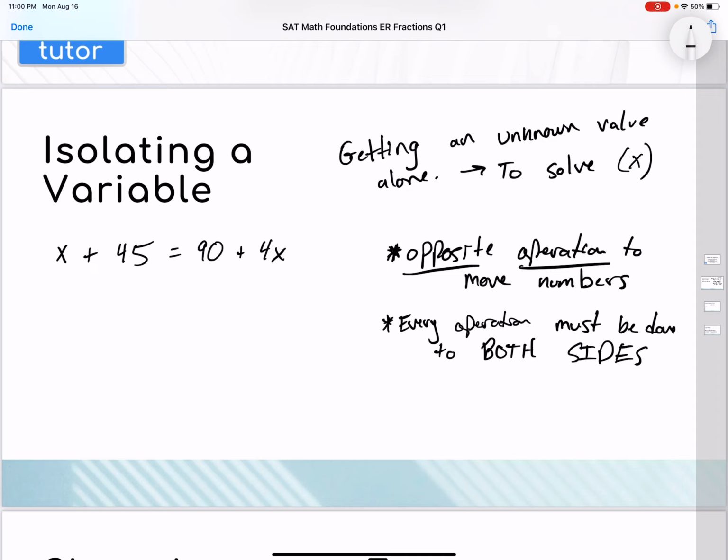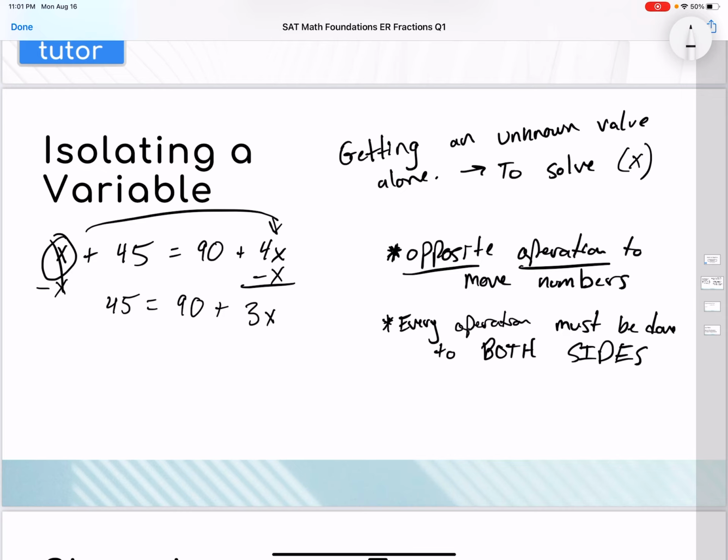Now, in this instance, we have x on both sides of the equation. What we'll want to do is get x to one side of the equation. So in this case, I will bring this lone x over to the side of 4x. Since it's currently a positive x, I'll have to subtract x from both sides. This will leave me with 45 is equal to 90 plus what is now a positive 3x after taking 1x away from 4x.